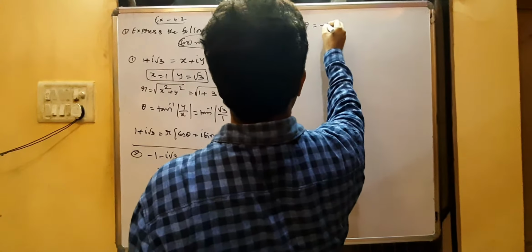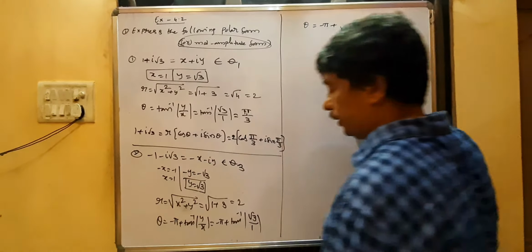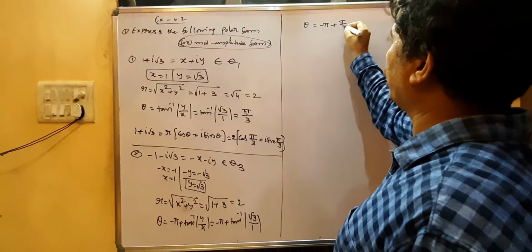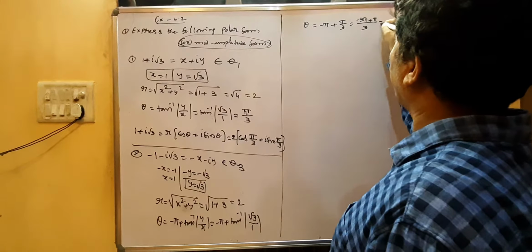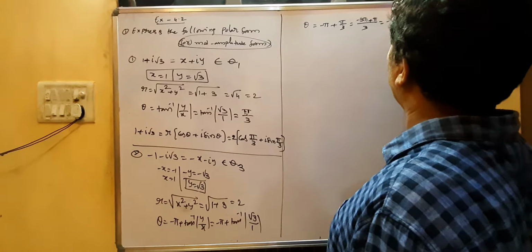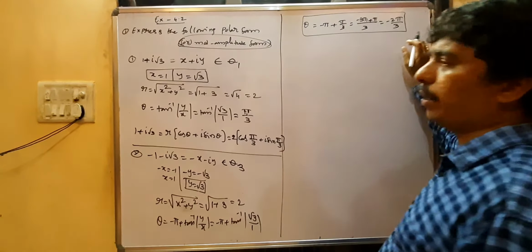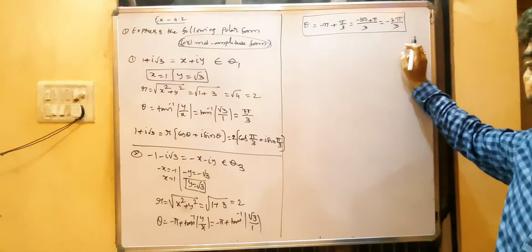The theta formula is minus pi plus tan inverse of root 3, which means 60 degrees. 60 degrees means 180 by 3, that is pi by 3. Minus 3 pi plus pi over 3, that is minus 2 pi by 3. So what is the theta value? Minus 2 pi by 3.